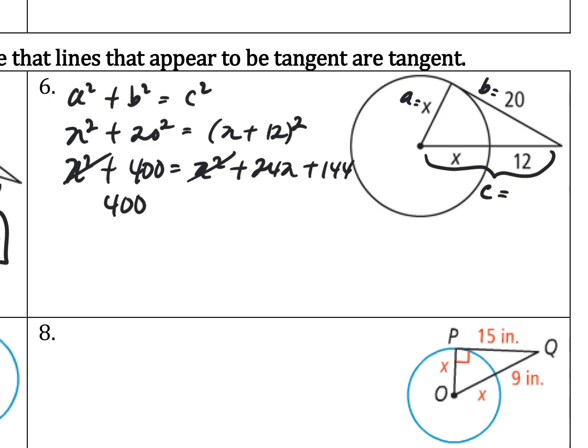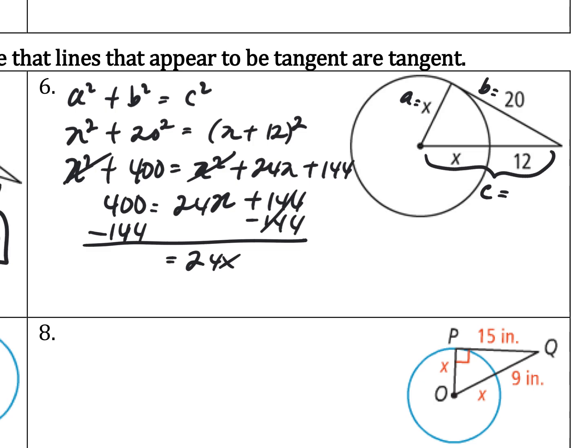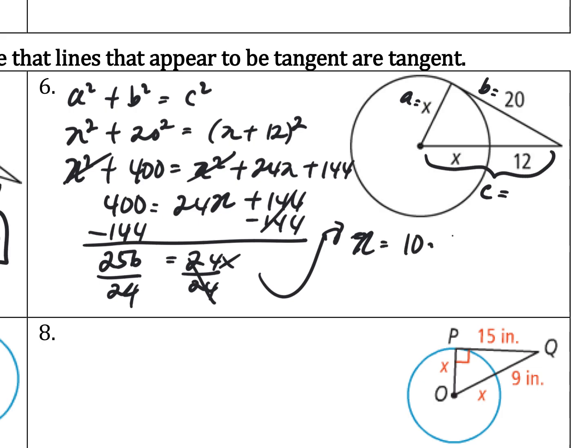So what is left now is 400 is equal to 24x plus 144. We minus 144 on both sides. So this is going to give you 24x is equal to 400 minus 144, which is going to give you 256, divided by 24. Therefore, your x, using your calculator, is going to be around 10.6667. But since it's going to be nearest tenth, we're going to just approximate this as 10.6. Okay.